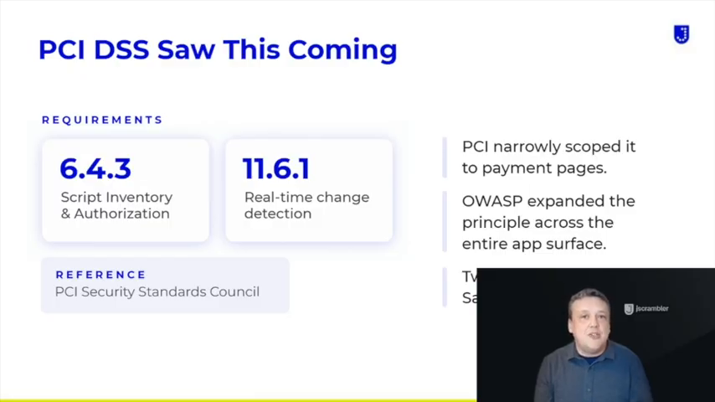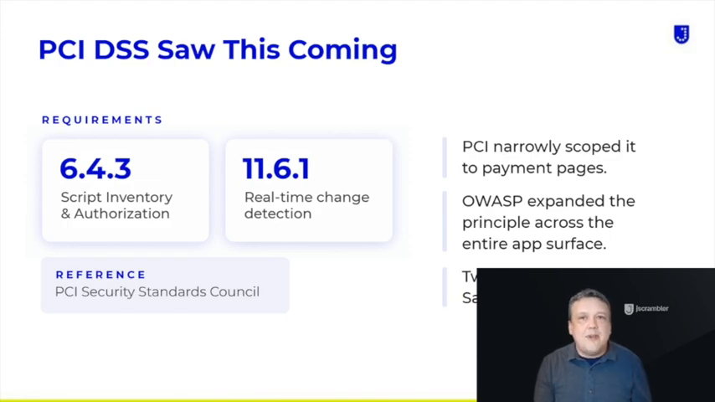You need change detection for script behavior on those pages. So the PCI Council recognized something that Jscrambler has been saying for years. If you can't see what's executing on the client in the web browser, you can't maintain the integrity of that page. Or in the case of PCI, you can't maintain the integrity of a payment transaction.